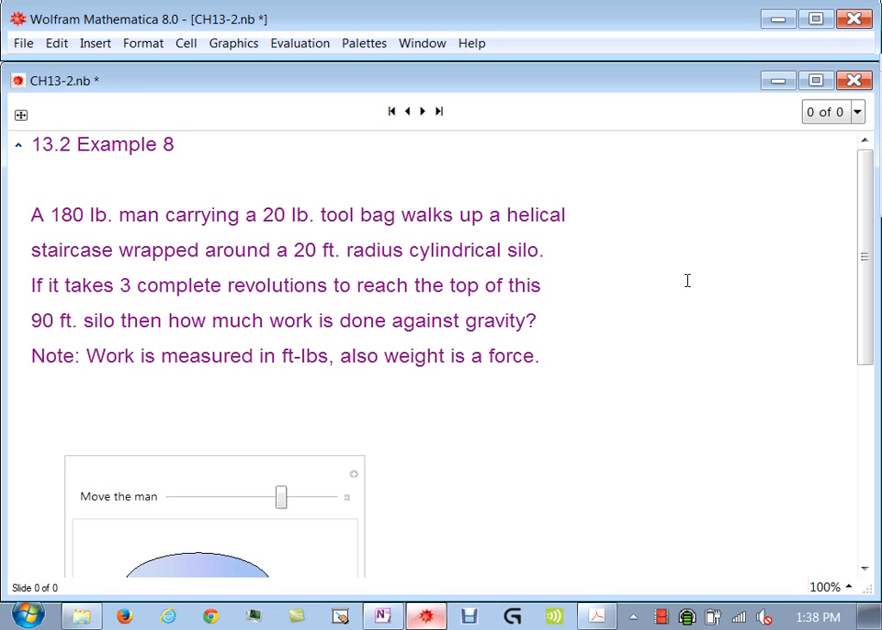A 180-pound man carrying a 20-pound tool bag walks up a helical staircase wrapped around a 20-foot radius cylindrical silo. If it takes 3 complete revolutions to reach the top of this 90-foot silo, then how much work is done against gravity? Note, work is measured here in foot-pounds because the man is in pounds and the measurements are in feet. And also, remember that weight is a force. Your weight is a force, right? It's different than mass. Mass times the acceleration of gravity is weight. Have you all heard that before?